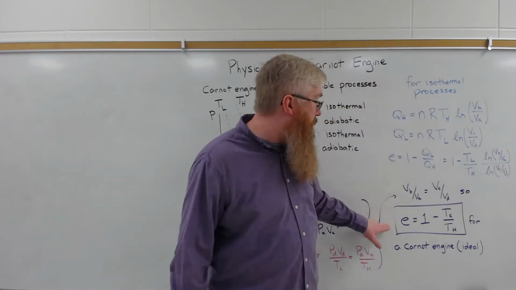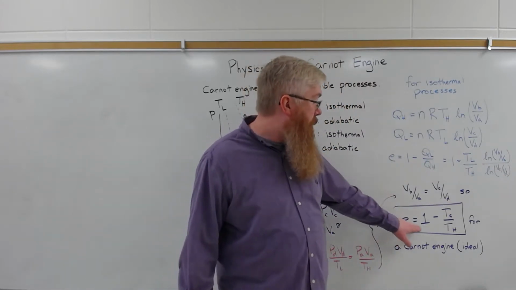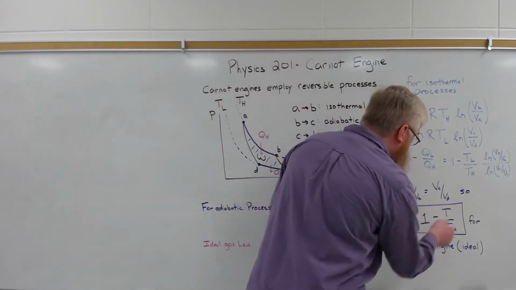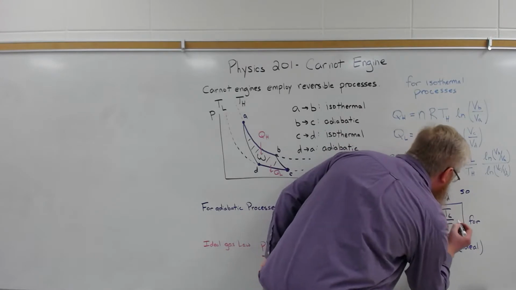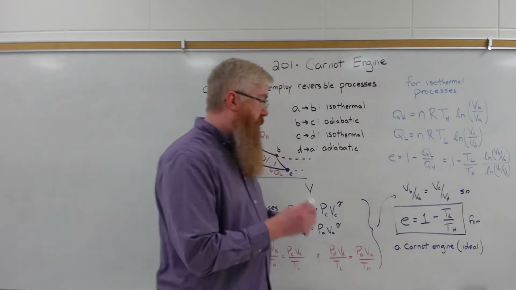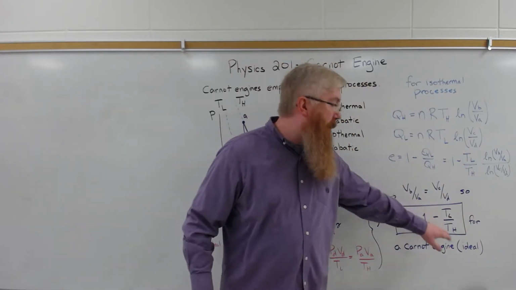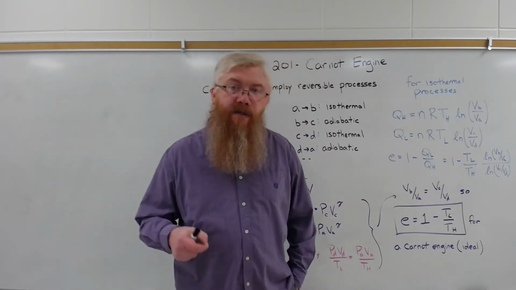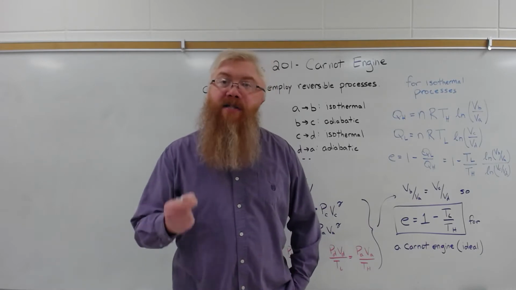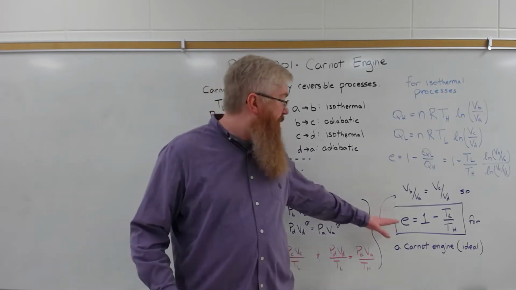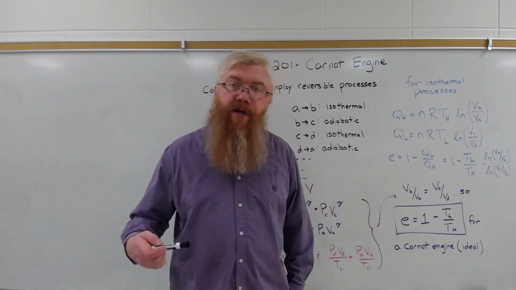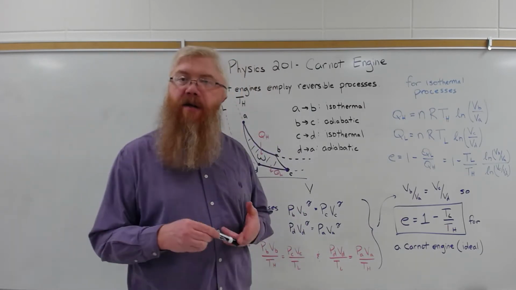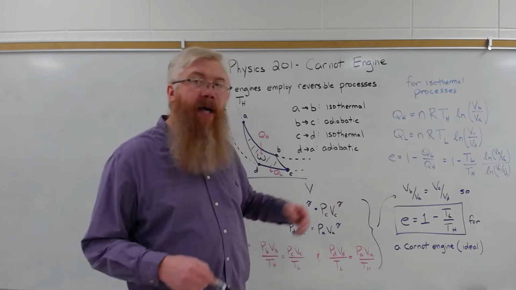The efficiency reduces down simply to 1 minus the temperature of the low temperature reservoir divided by the temperature of the high temperature reservoir. These are not delta T's, these are T's, so they must be in Kelvin. This efficiency equation only works if the temperatures are in Kelvin. If you use any other temperature, Celsius, Fahrenheit, whatever, you will get a wrong answer.